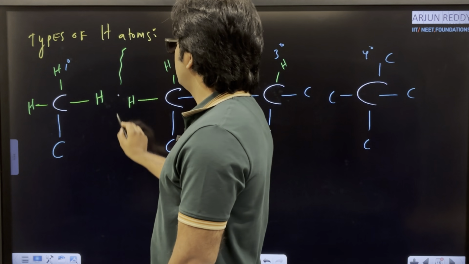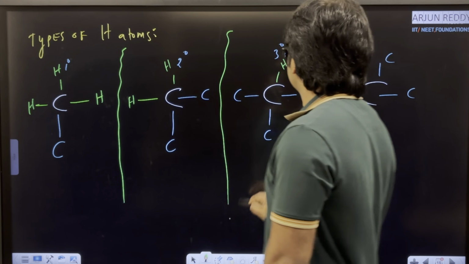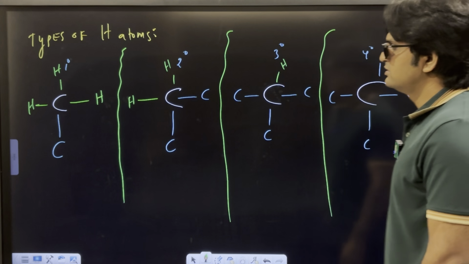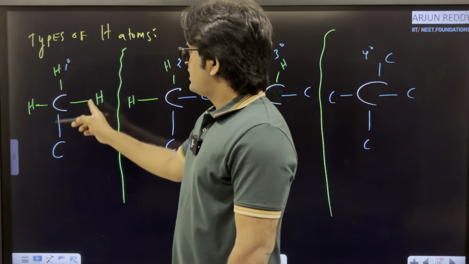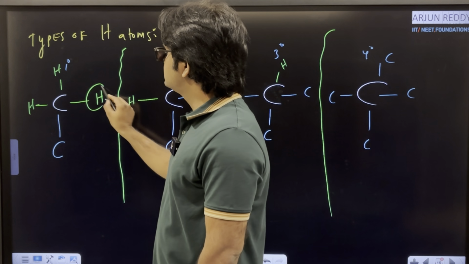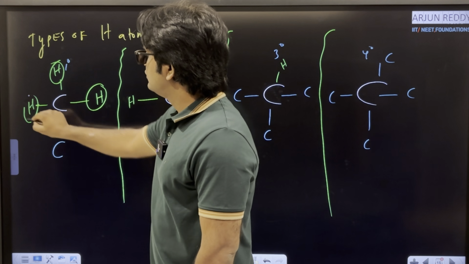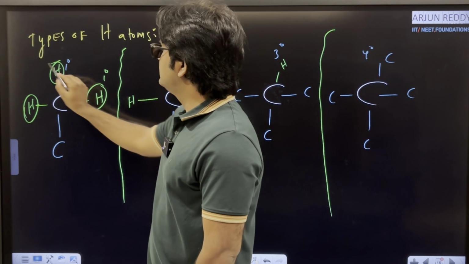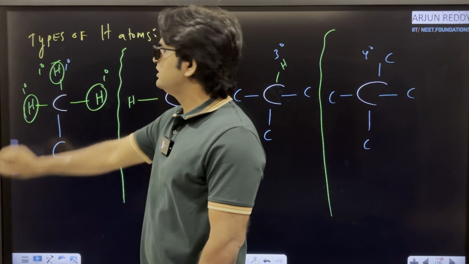Now let us look at these individually. In these cases, the hydrogen is present on which carbon atom? 1 degree carbon atom. Then these hydrogen atoms are said to be 1 degree hydrogens. 1 degree hydrogen, 1 degree hydrogen, 1 degree hydrogen.